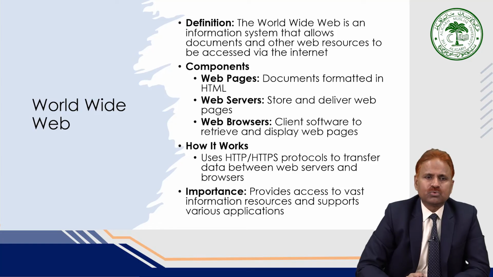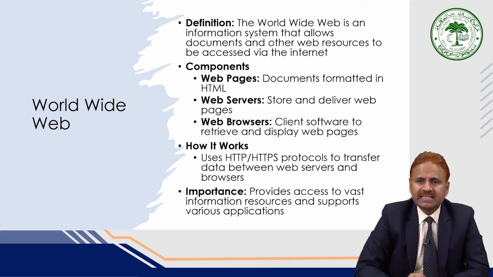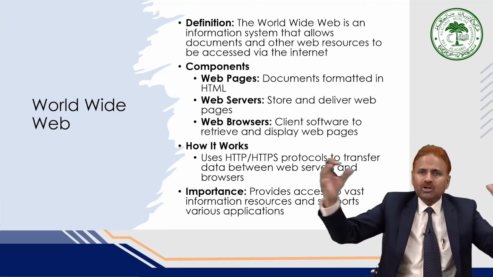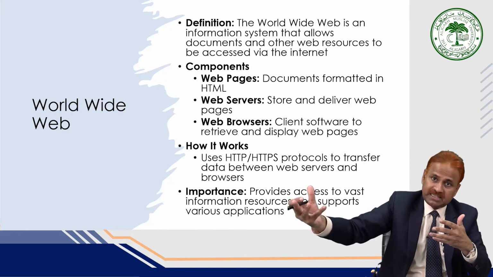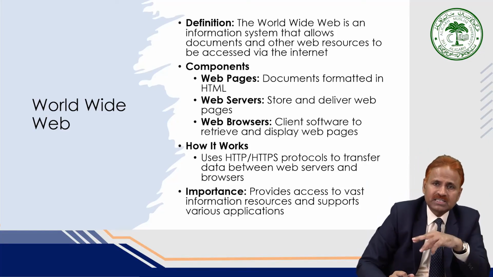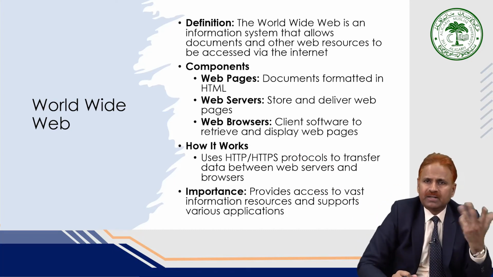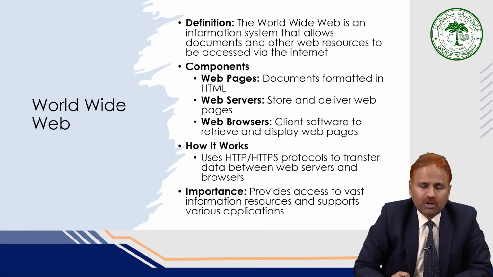Another term is known as World Wide Web. So World Wide Web is an information system that allows documents and other web resources to be accessed via the internet. And so whenever we are part of the internet, all the servers are part of the internet, and whatsoever documents are there, they are also part of the internet. So if anybody wants to search certain information, that information may be made available via different servers to the person who is seeking that information.